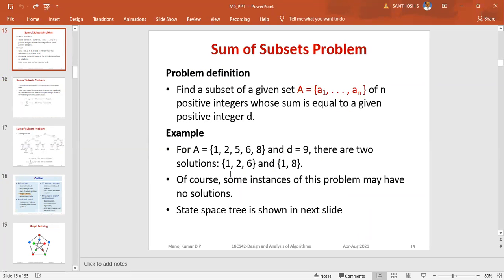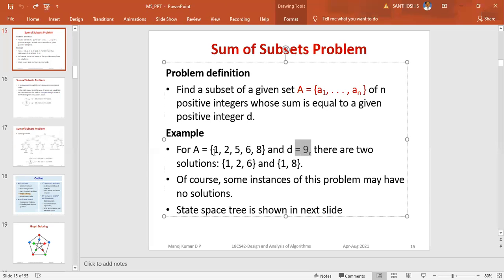That is the formula we have taken. Understand carefully: find the subset of a given set A of n positive integers whose sum is equal to a given positive integer D. For A equals 1, 2, 5, 6, 8 and D equals 9, there are two solutions. How do you find 9? You can take 1 plus 2 plus 6, which gives 9, or you can also go with 1 comma 8. Is there any other solution from the given set? You have to find the value 9 from this series.